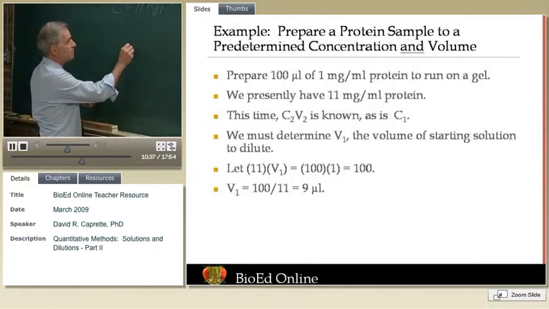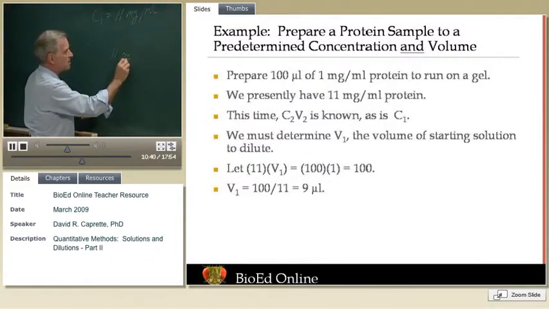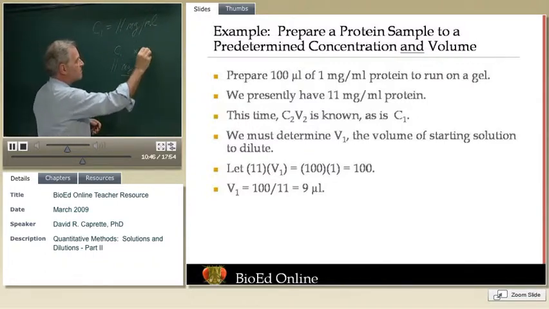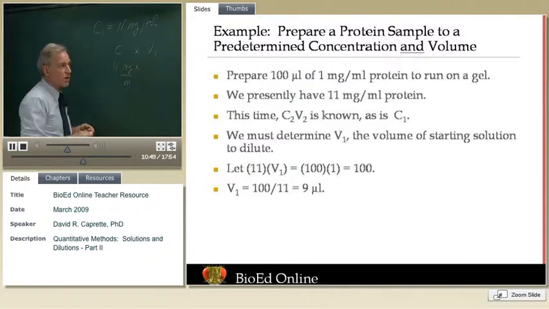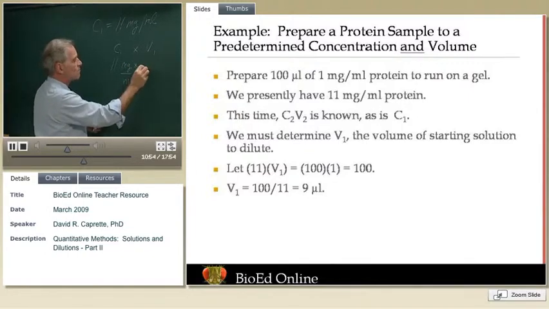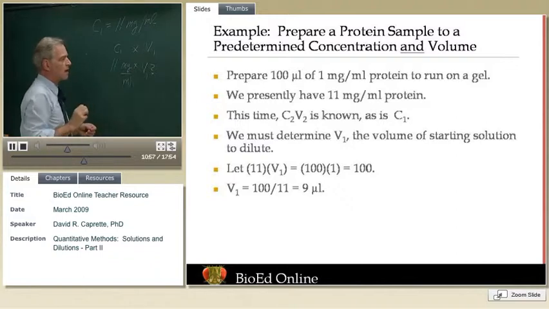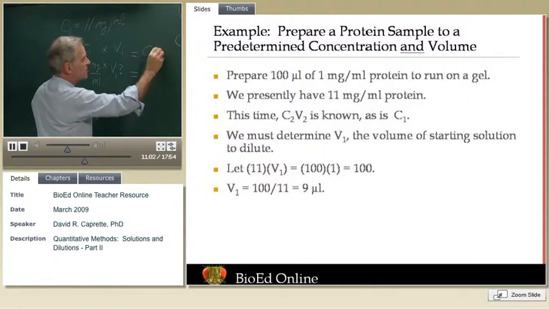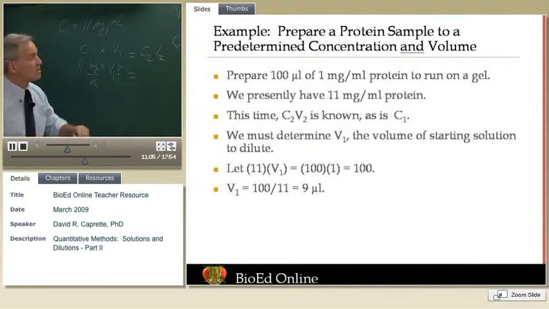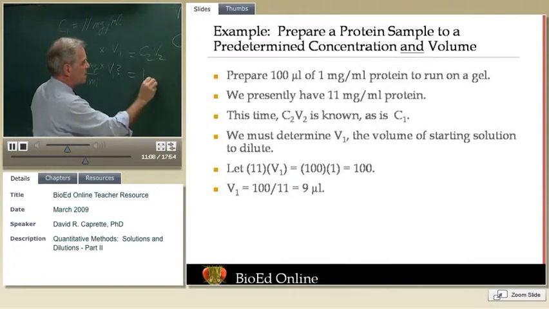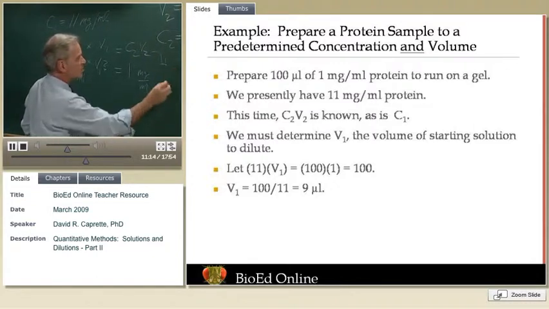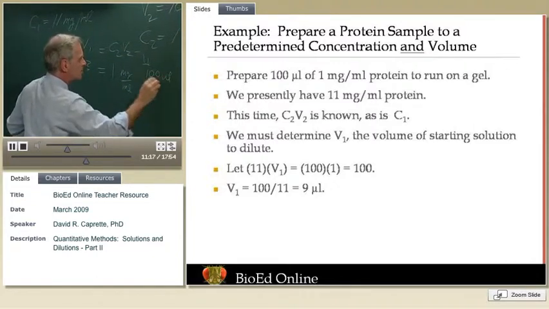Okay, C1 is 11 milligrams per milliliter, and C1 times V1 gives us our starting amount, 11 mg per mL times V1, which we don't know. Okay, we know that C1 times V1 equals C2 V2. We know C2 is equal to 1 milligram per milliliter, and we know that V2 is equal to 100 microliters.